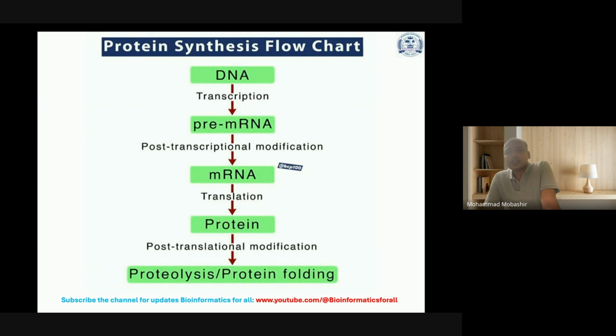Now, the protein synthesis flow chart can be summarized. For example, DNA to transcription, like pre-mRNA, and here post-transcriptional modification could also take place. Then finally mRNA is formed, and then the mRNA is translated into proteins, and then post-translational modification is possible in the newly formed proteins. And here you can see proteolysis and protein folding. These are the overall concluding remarks which you need to understand as a part of central dogma.